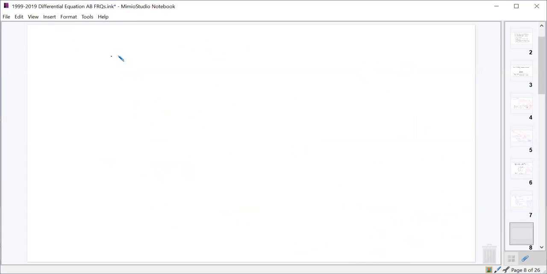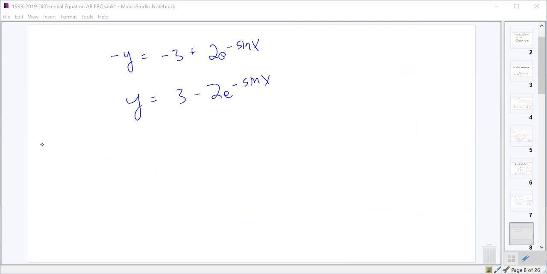So negative y equals negative 3 plus 2e to the negative sine x, and then y equals 3 minus 2e to the negative sine x. And that is your sixth and final part.